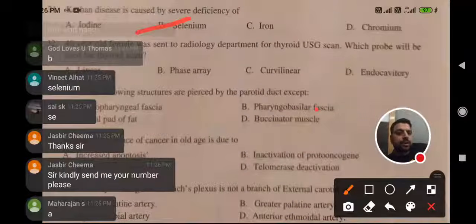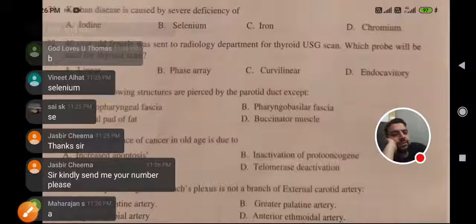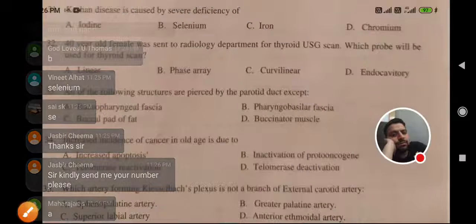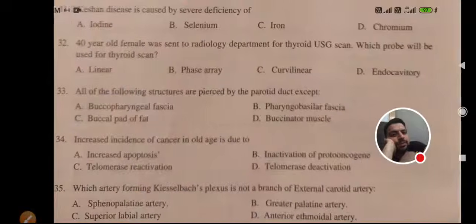The answer is linear probe. Yeah, absolutely right. Linear probe.